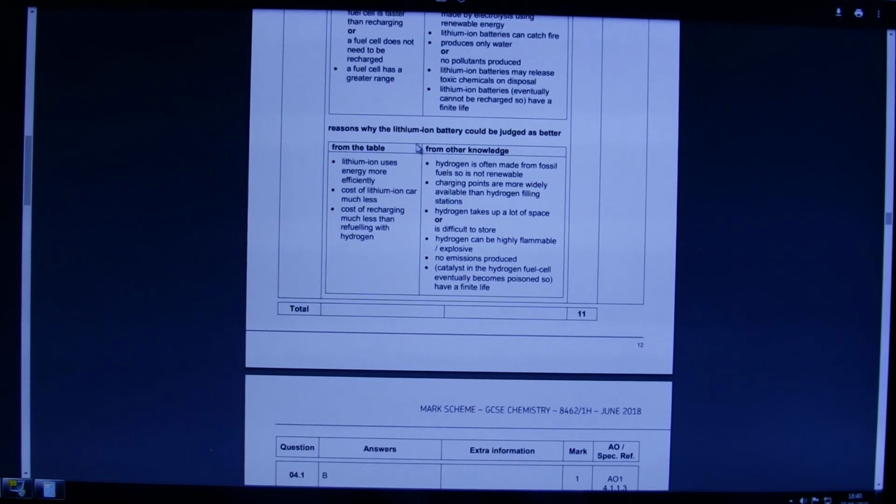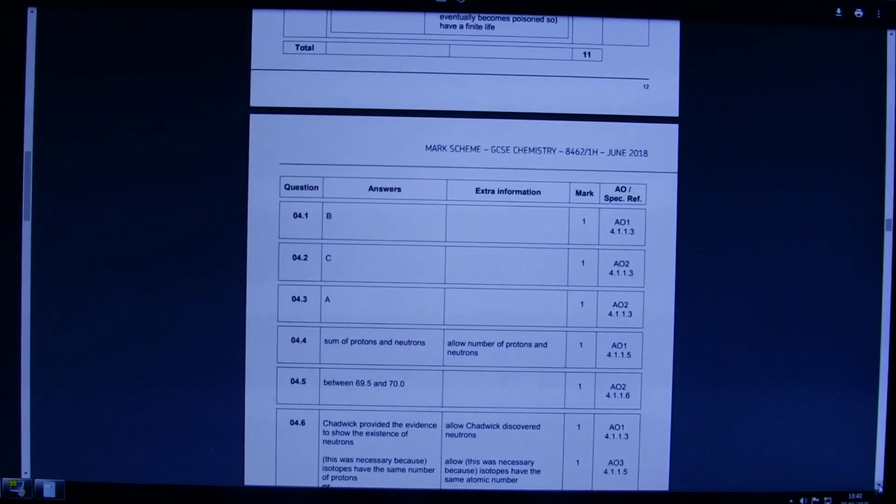Okay, yeah. Reasons why lithium-ion could be judged as better. No emissions produced. Oh, and the catalyst in the hydrogen fuel cell becomes poisoned, so it has a finite life. Lithium-ion batteries have a finite life. Hydrogen fuel cell engines have a finite life. Therefore, each is better than the other. That's good.